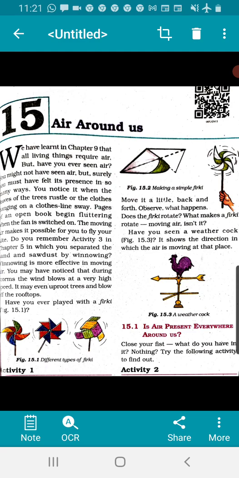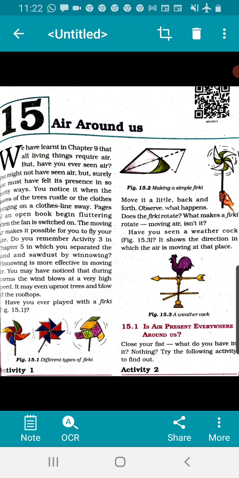You notice it when the leaves of the trees rustle, or the clothes hanging on the clothesline sway. The pages of an open book begin fluttering when the fan is switched on. The moving air makes it possible for you to fly your kite. Then in chapter 3, you have learned the winnowing method is done with the help of air.